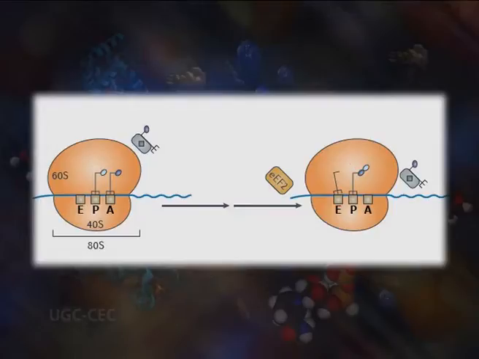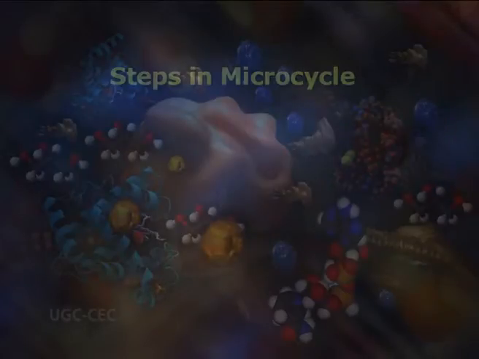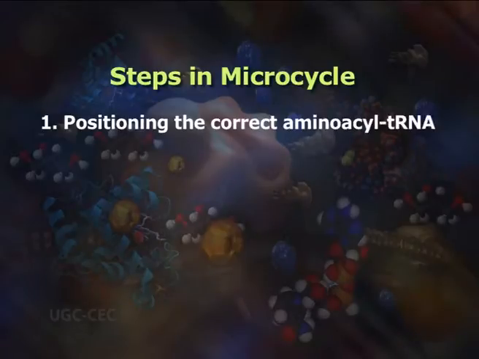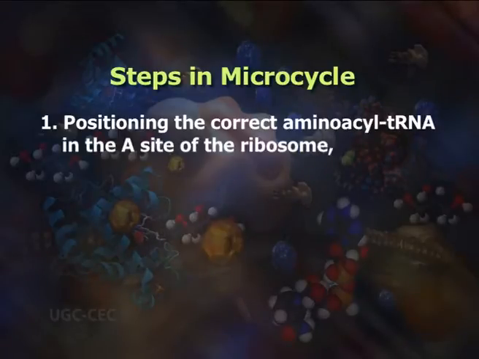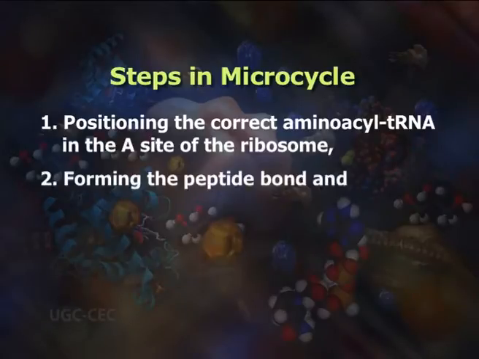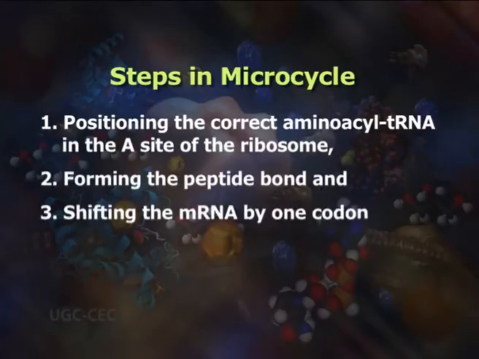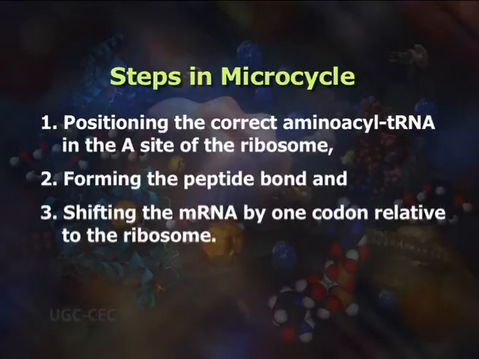The initiator tRNA occupies the P site in the ribosome and the A site is ready to receive an aminoacyl tRNA. During chain elongation, each additional amino acid is added to the nascent polypeptide chain in a 3-step microcycle. The steps in this microcycle are positioning the correct aminoacyl tRNA in the A site of the ribosome, forming the peptide bond and shifting the mRNA by one codon relative to the ribosome.